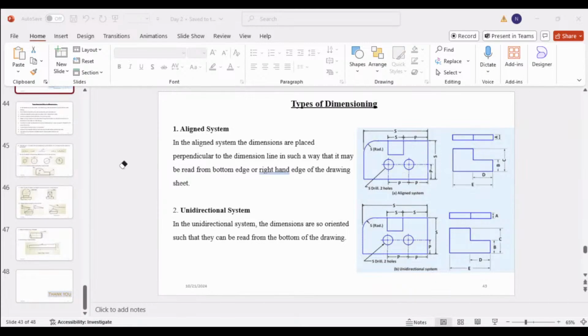Okay. Aligned system එකදී dimension line එකට perpendicular ලියන්න. ඒ කියන්නේ dimension line එක වැද්දේ තමයි ලියලා තියෙන්නේ. See, it is not on the top or bottom. It is on the right hand side of the drawing sheet. Okay. Aligned system. එහෙම ලියනවා. හැමතිස්සෙම එහෙම. So if you look at here, so this dimension line is like this, vertical one.